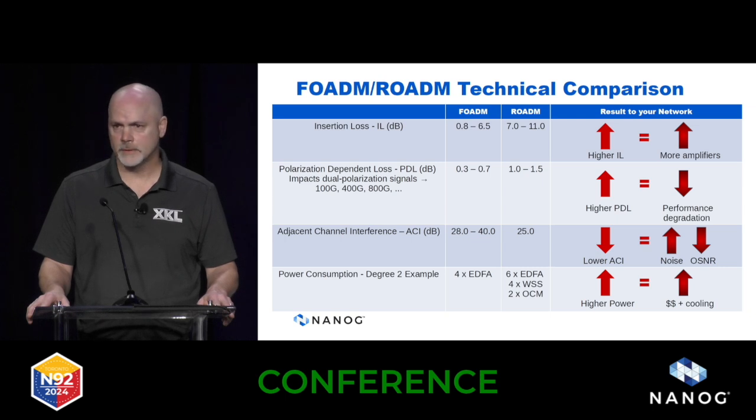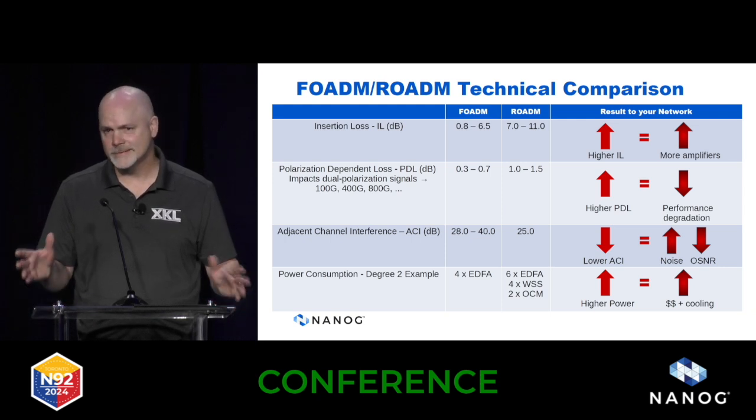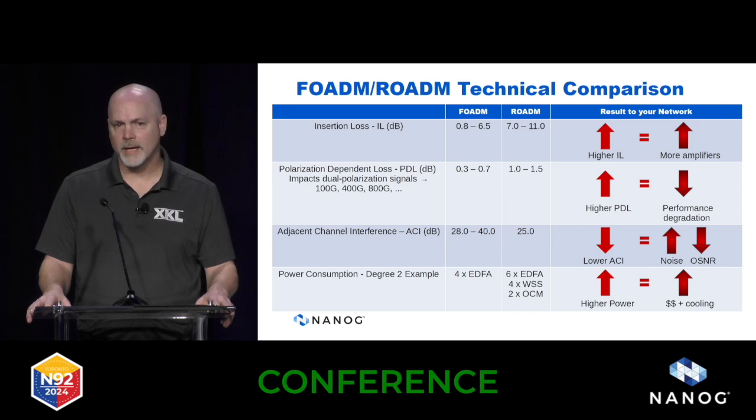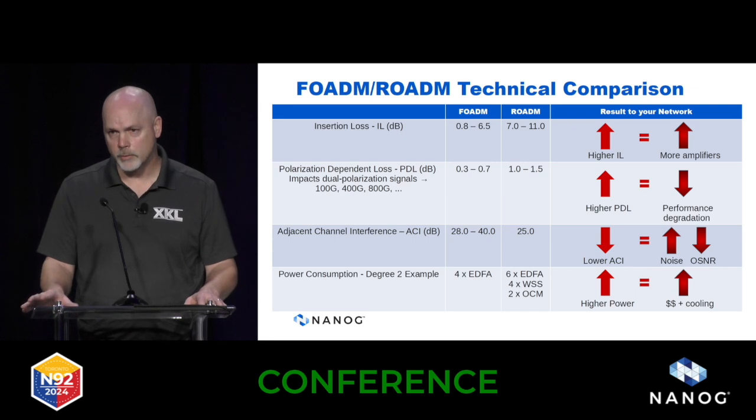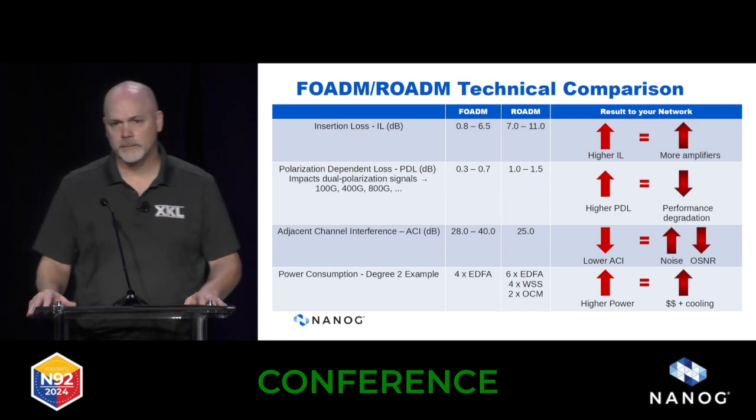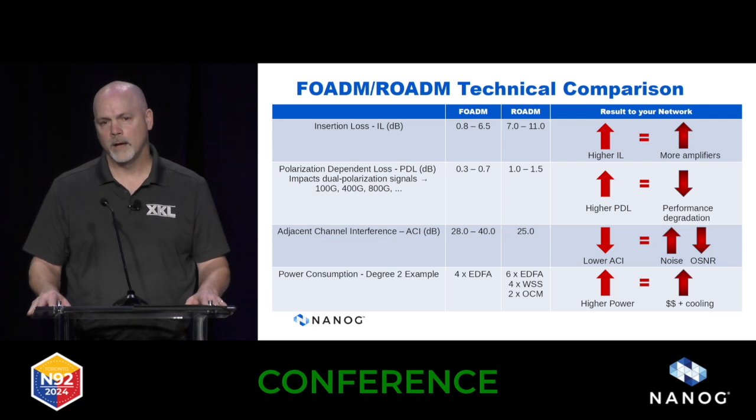PDL in a FOADM for fixed channel filters is 0.3 to 0.7, and it's 1 to 1.5 for a ROADM. Doesn't sound like a lot, but it all adds up. And the other problem with the WSSs in a ROADM is that 1 to 1.5 is very much dependent on how much you're using the attenuation or the equalization function. So from ROADM to ROADM to ROADM in your network, the PDL is going to be a little bit different. And so what does this result in? Poorer performance in your transceivers.